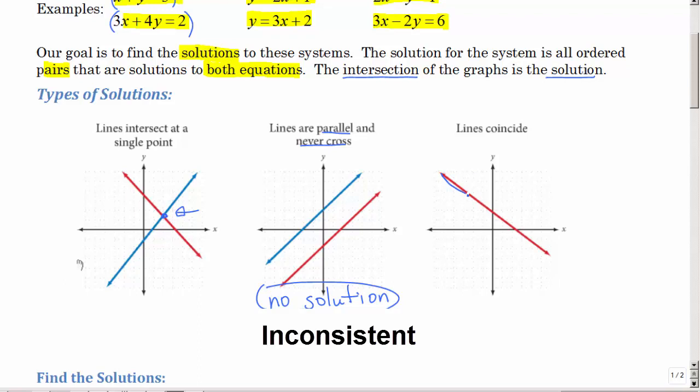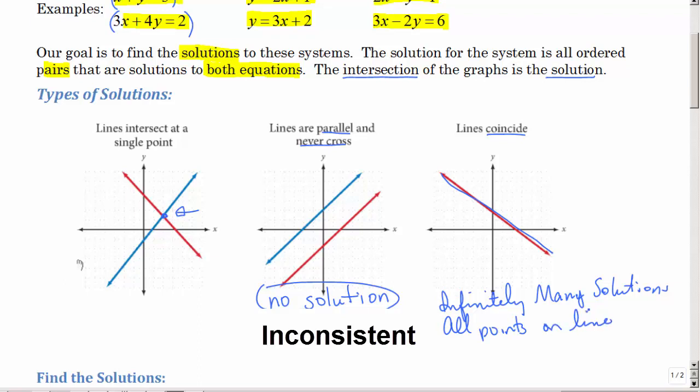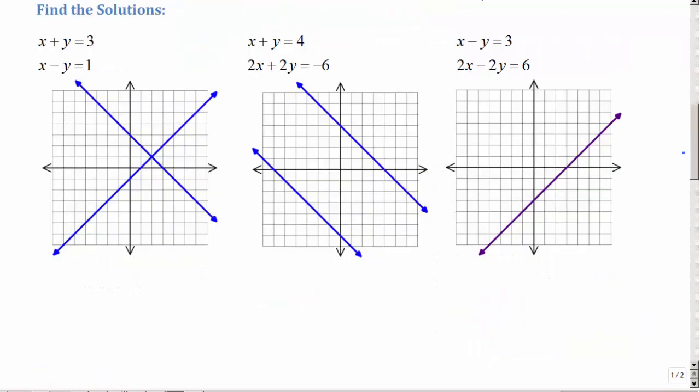Also, you could have one line on top of the other, and so they would coincide. So what would be the answer? Well, you would have infinitely many solutions. That's one way of writing the answer. Or another way would be all the points on the line. That's a solution. And some books call this dependent. I think I'm going to go with all the points on the line because I think that more accurately describes our solution set.